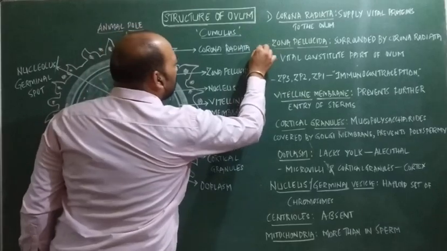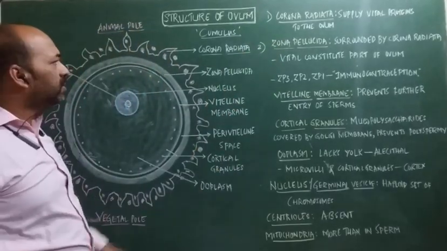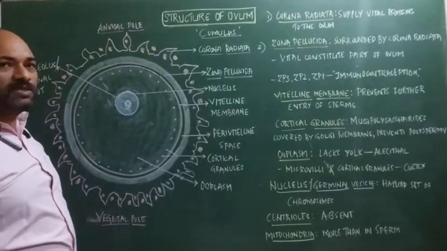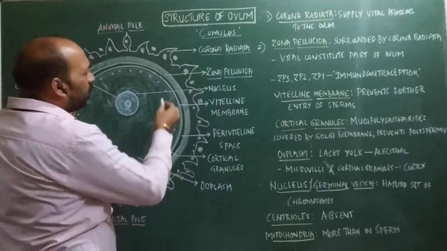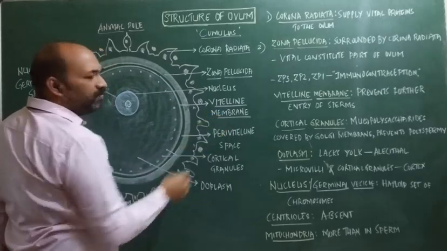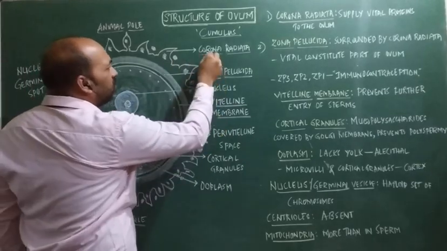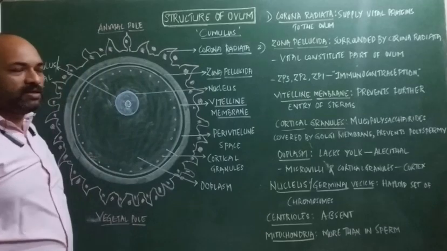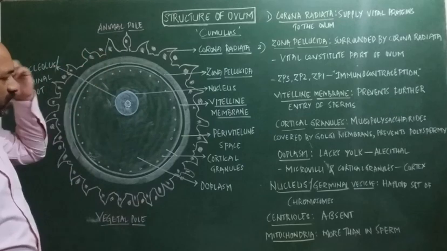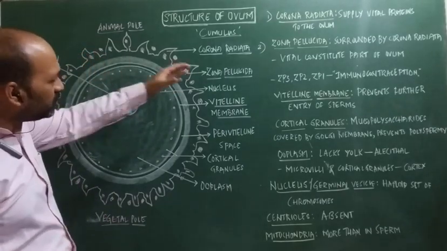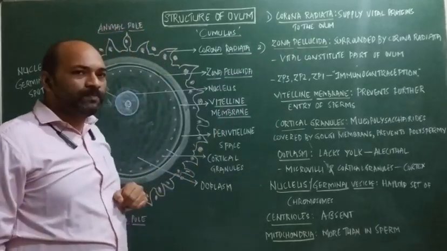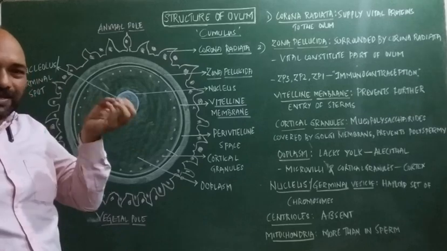Next, below the corona radiata is the second layer called zona pellucida. This zona pellucida is located in between. Inner to the zona pellucida is the plasma membrane, and outer to the zona pellucida is the corona radiata. So it is located between these two layers. The zona pellucida is a vital constituent part of the ova, which means it contains certain proteins.